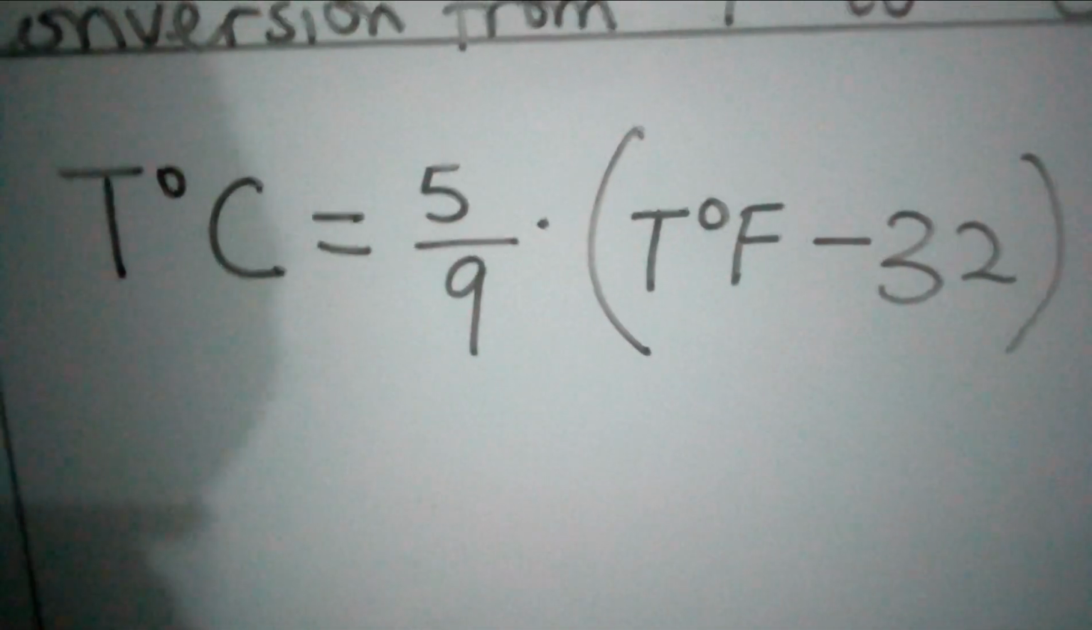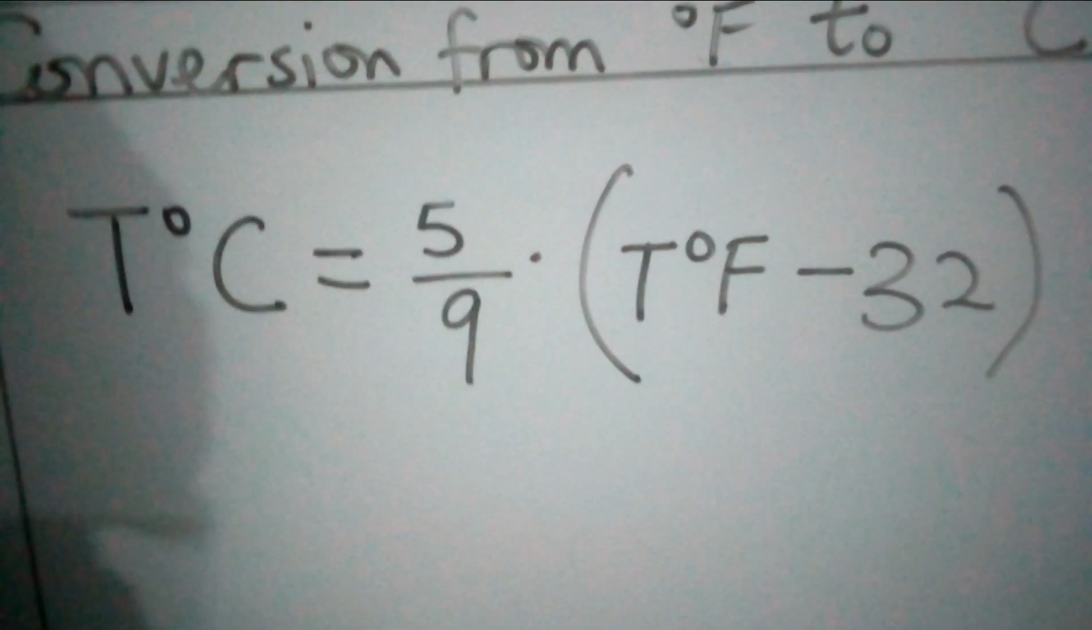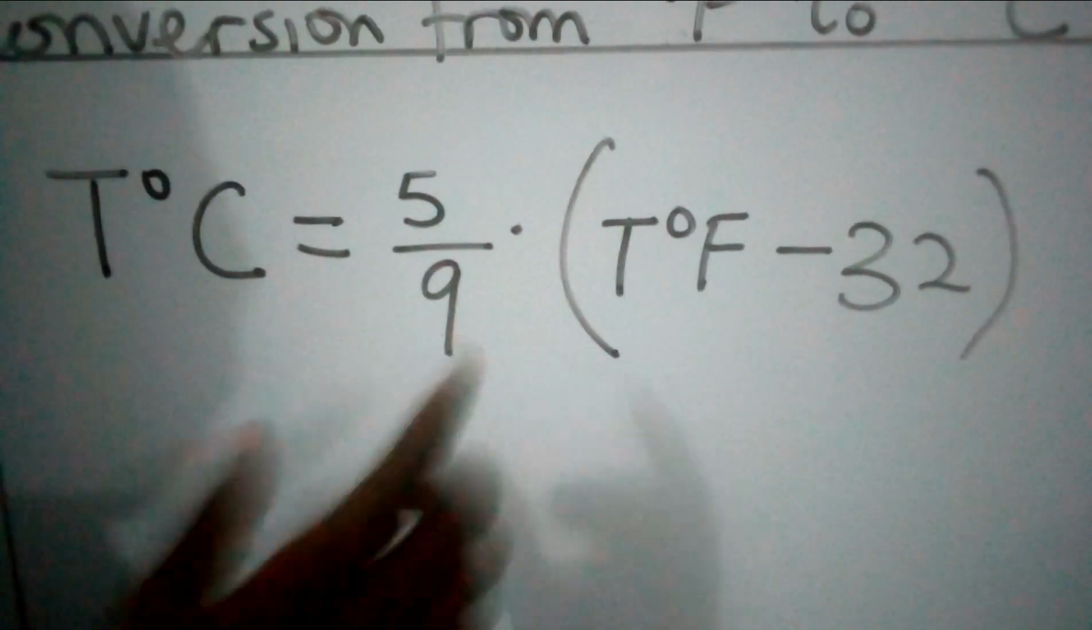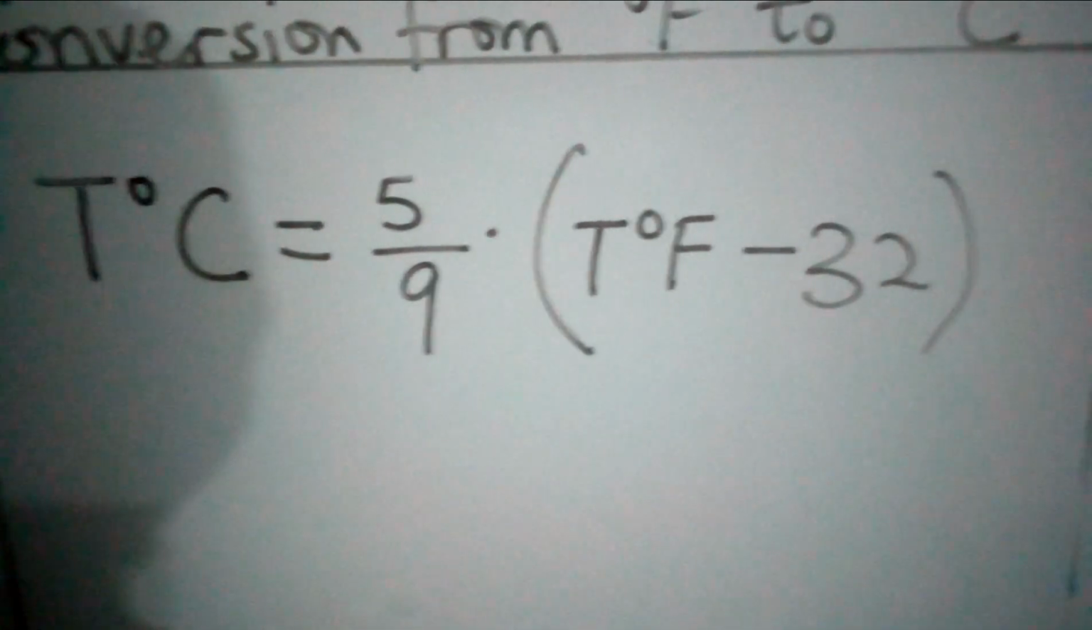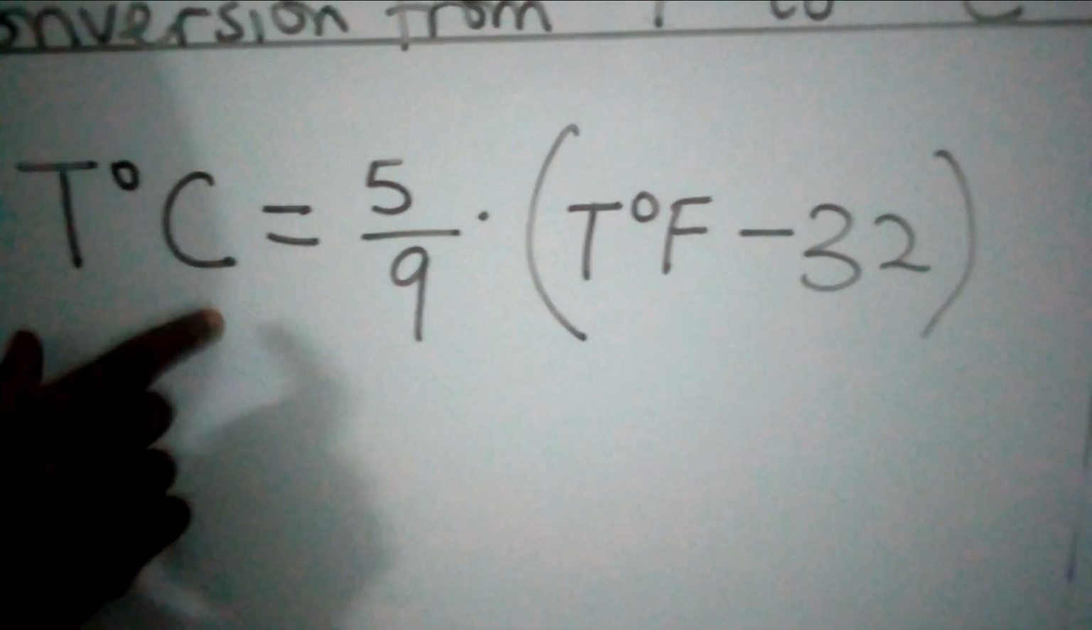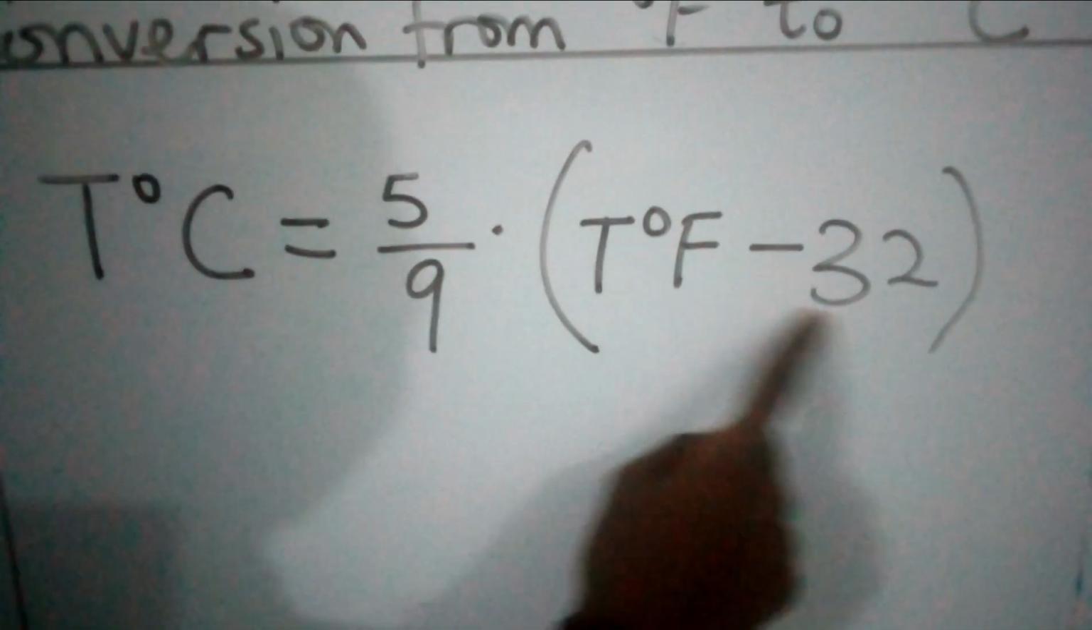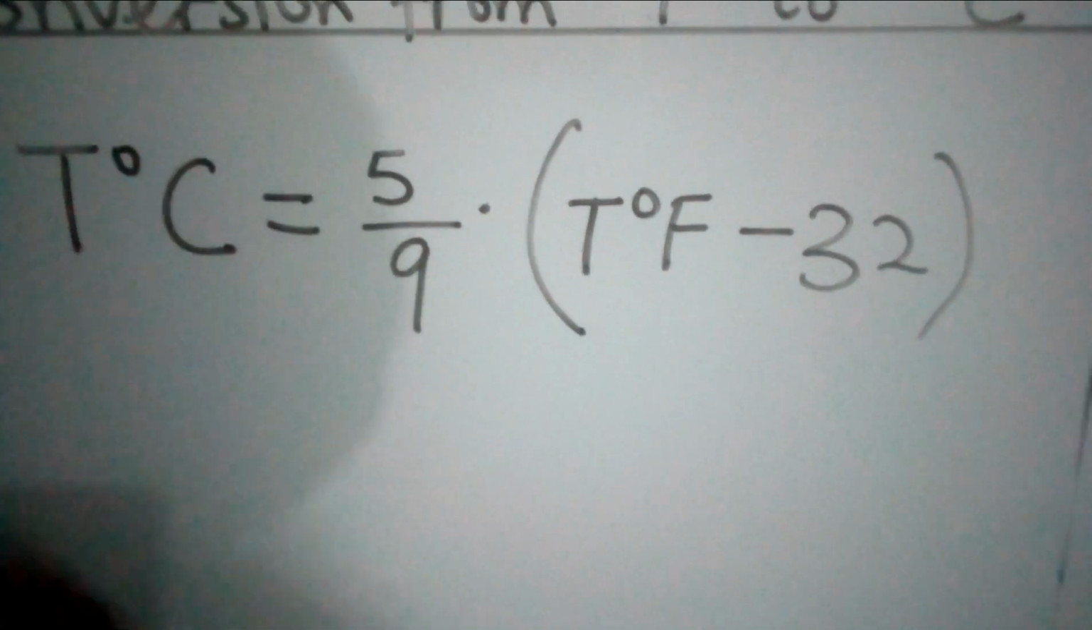Now let me quickly explain this. Remember when we were doing the opposite the last time, I told you we had 32. We were adding 32 because we were going to degrees Fahrenheit, isn't it? But this time around we are going to degrees Celsius. So that 32 must be taken away from the Fahrenheit before it comes to Celsius.